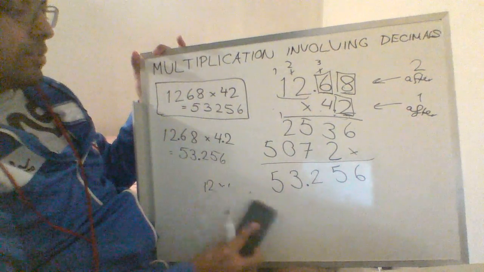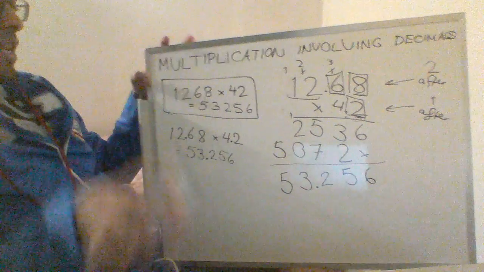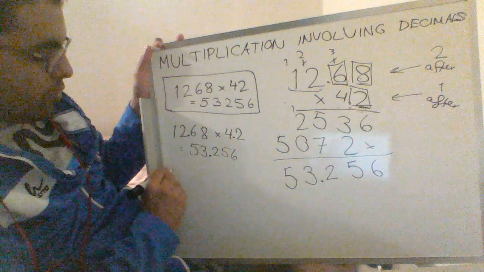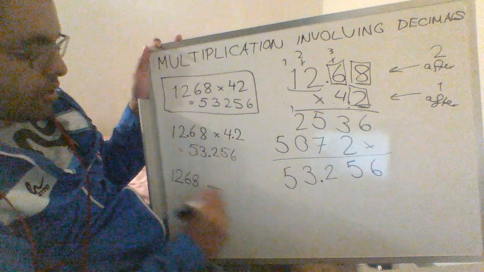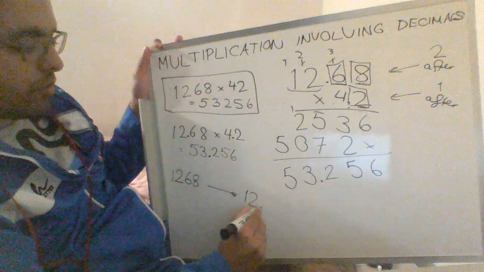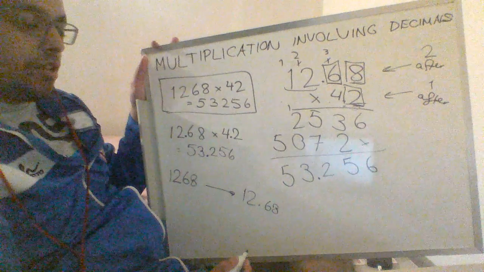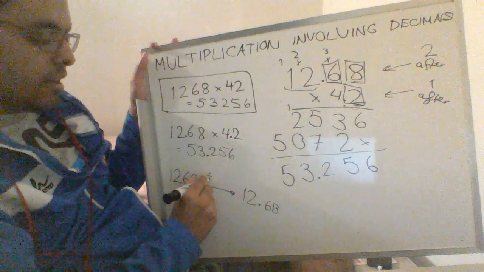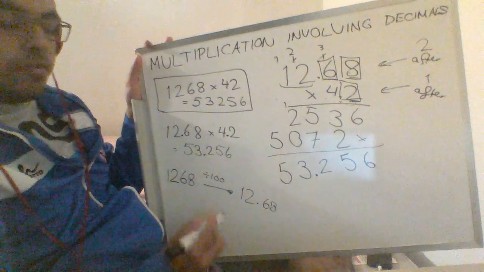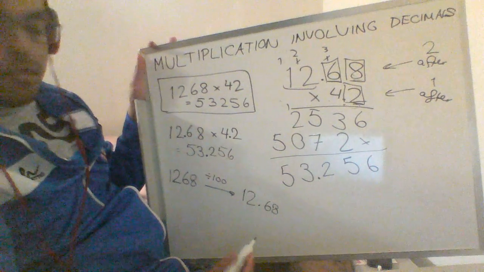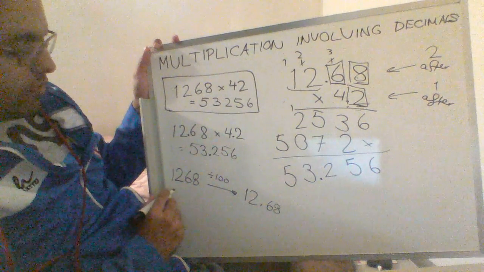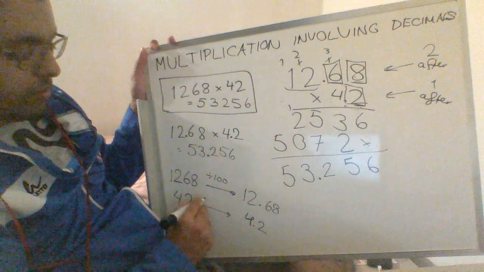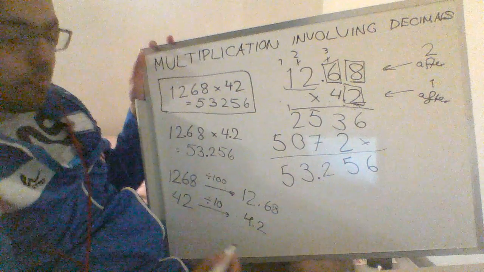So basically the reason that this works is that from the first case to the second case, we went from 1,268 and we went to 12.68, which is 100 times smaller, right? So basically what we've done is we've taken this 1,268 and we've divided it by 100 to get to 12.68. Right? And then the same thing with the 42. We had 42 before, and we got down to 4.2, so we effectively just divided that by 10.